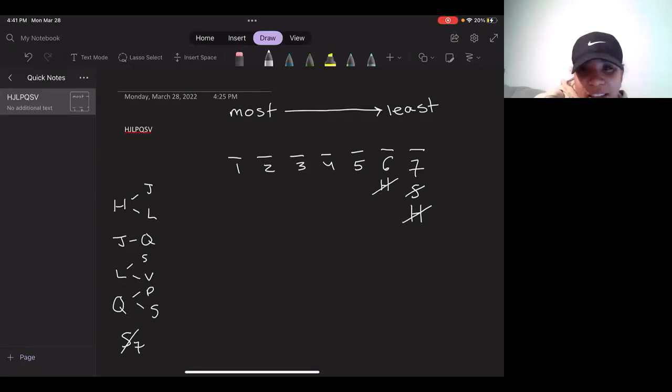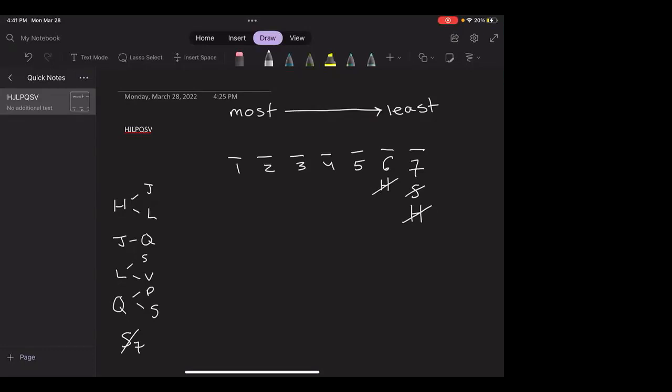I'm sorry, you said where they can't go, both of them? Yeah, both of them, because they think about how the relationship is with J and L, right? They have to each be after H, right? So H has to come before them.